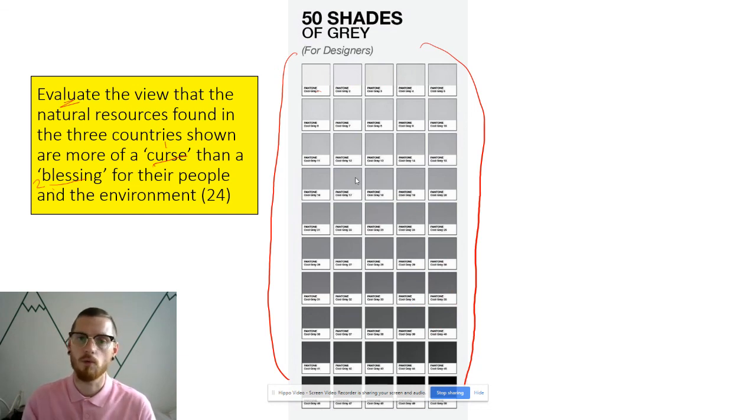And the examiner wants to see that you're thinking not black and white, but that there are shades of grey. Okay, there is a spectrum within the points you make, both sides of the argument.